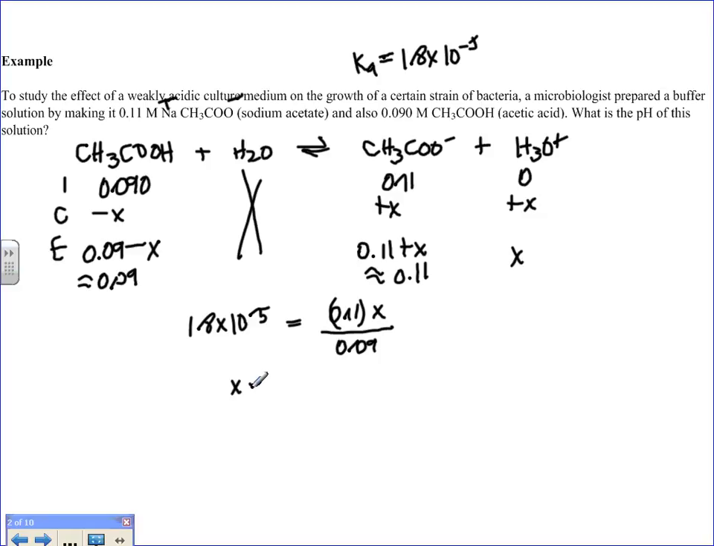We find that X is equal to 1.47 times 10 to the negative 5, and in turn, the pH calculated by the negative log of X is 4.83. If you need to pause the video and make sure that you know the calculation, that would be a good idea at this point.